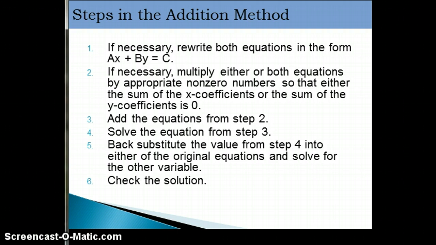The last step is to check the solution. Remember that a solution to a system is an ordered pair that is a solution to both equations in the system. Therefore, to check the solution, you must plug the values into both equations. If you obtain a false statement in either case, then you should go back and check your work, because that tells you that the ordered pair is not a solution to the system.